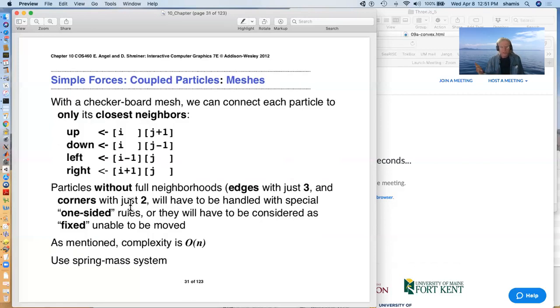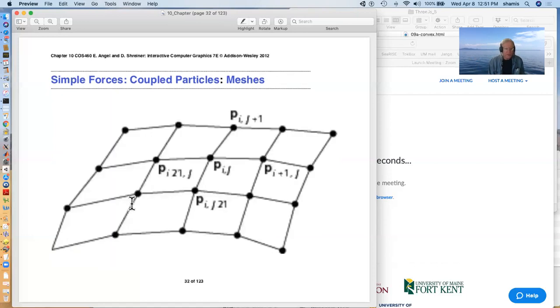With a checkerboard mesh of particles that are connected to each other, we have only its nearest neighbors. So we might have it connected to the up, the down, the left, and the right particles. We'd have to deal with particles that don't have full neighbors. The edges only have 3 because they don't have one to the left. And the corners only have 2 because they don't have one to the up and to the left. And so we have to have special rules for them. And complexity is order n squared.